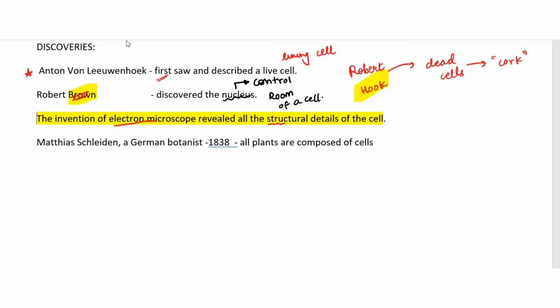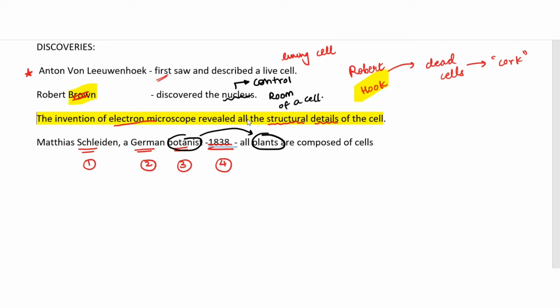Then we have the scientist Schleiden, who is a German botanist, and in 1838, so there are four points here. Schleiden, first the name, then he is a German and he is a botanist. And in which year? In 1838. He discovered that all plants are composed of cells.